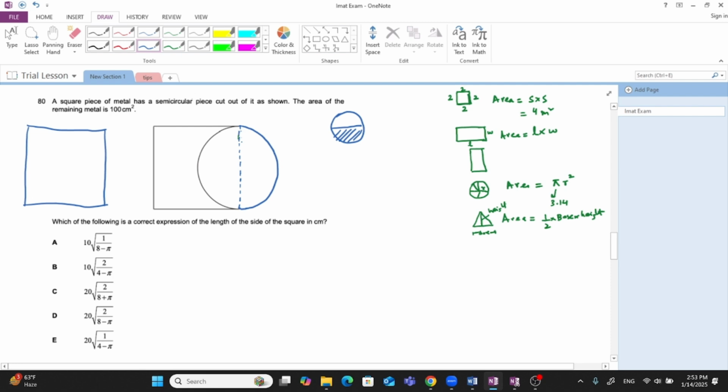A square piece of metal has a semicircular piece cut out of it. So they cut this semicircle piece from the square, and then the area of the remaining metal is what they are talking about. This is the remaining metal, and it's 100 centimeter square. So this is the area for this remaining part.